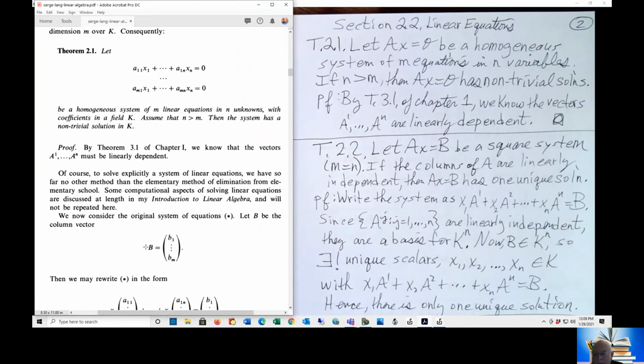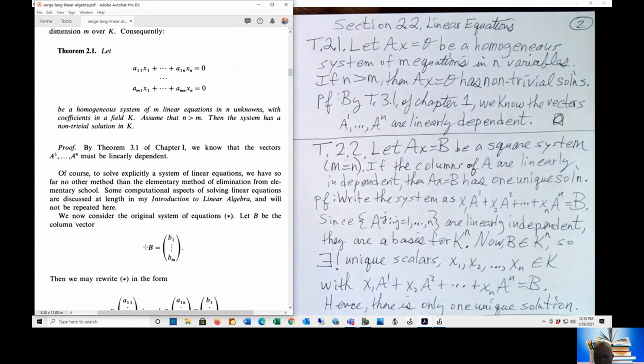Theorem 2.1. Let AX equal the 0 vector be a homogeneous system of m equations in n variables. Now, if n is greater than m, that is, if the number of variables is greater than the number of equations for a homogeneous linear system, then AX equals 0 has non-trivial solutions.